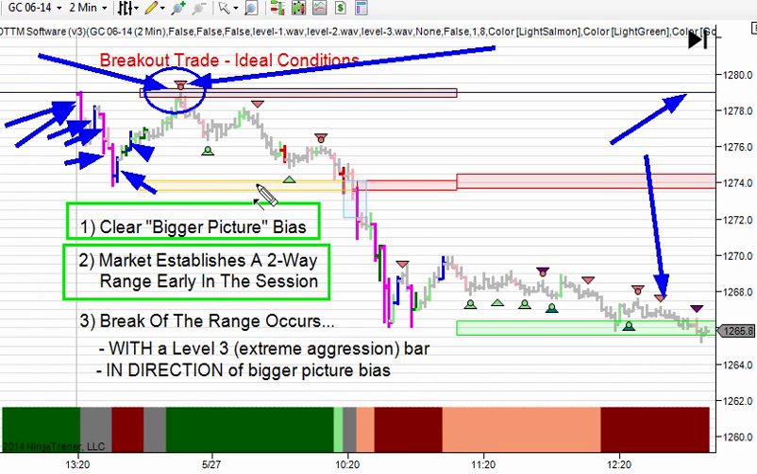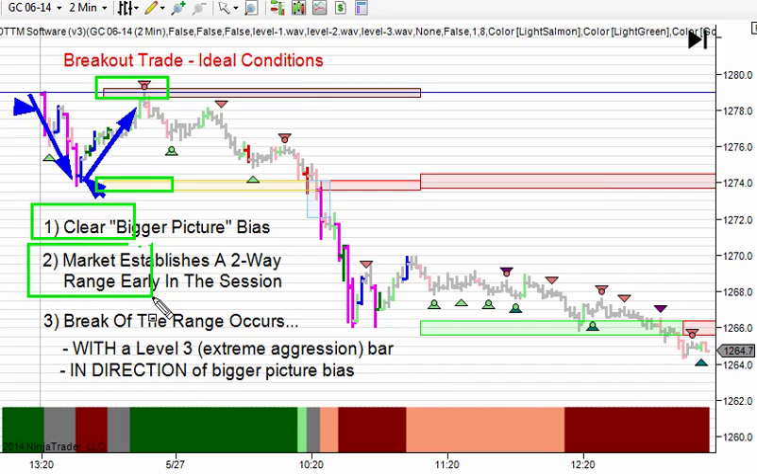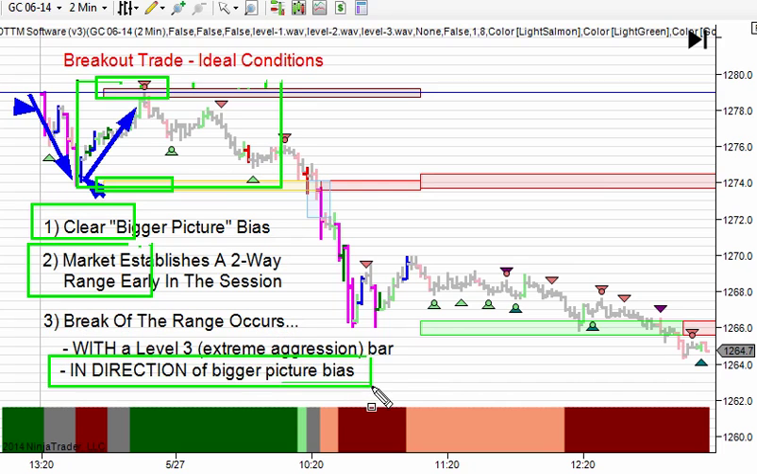But beyond that, the key point is that we had some selling come in, and then some buying come in, so we have a two-way market. The software has defined a pretty good consolidation in here, and so now we have the first two conditions in order: a bigger picture bias that's down, and a two-way market. What we're looking for is a break of that range, number one, in the direction of the bigger picture bias.